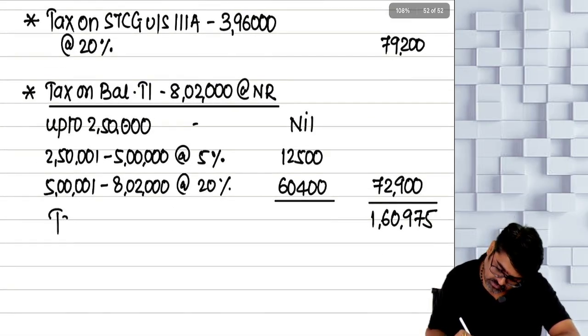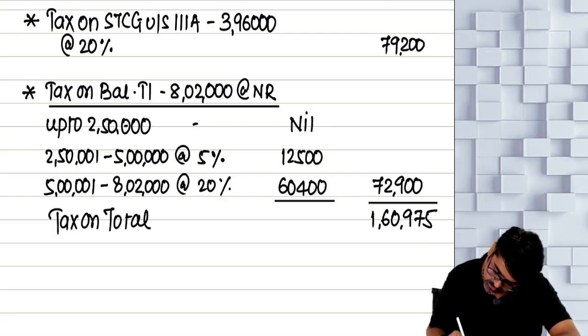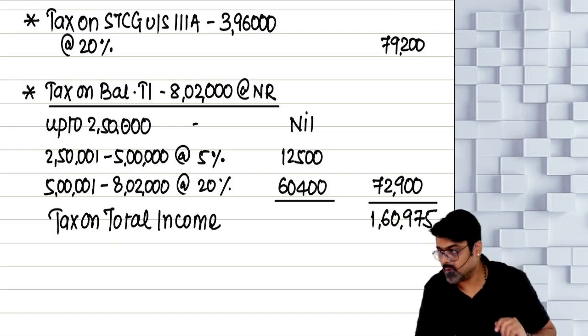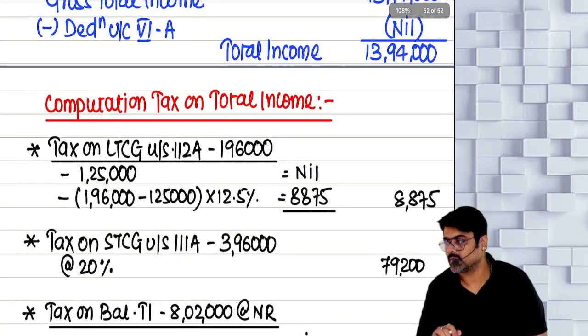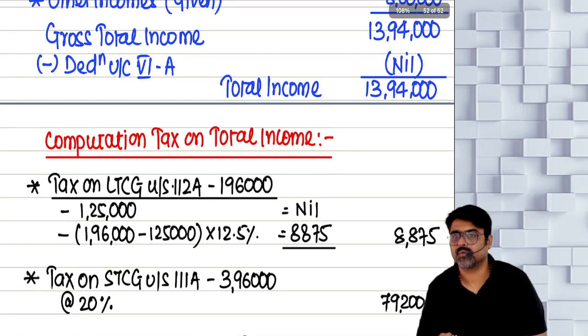1,60,975. Can I say this is the tax on your total income? This is the basic tax. Will you add surcharge on this? No, because your total income is 13,94,000, which is less than 50 lakhs. No surcharge. Will you add rebate? No, because your total income is more than 5 lakhs. Hence no rebate is there.